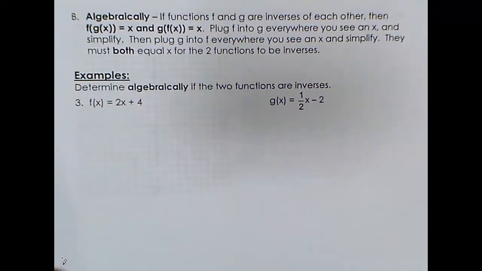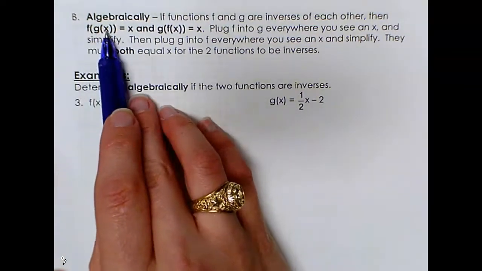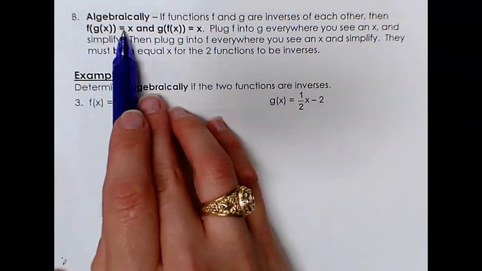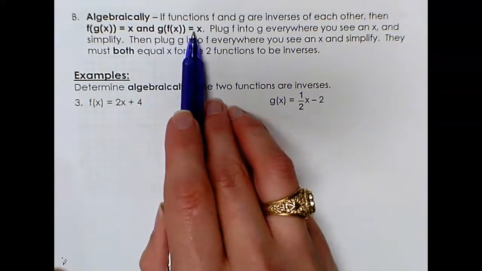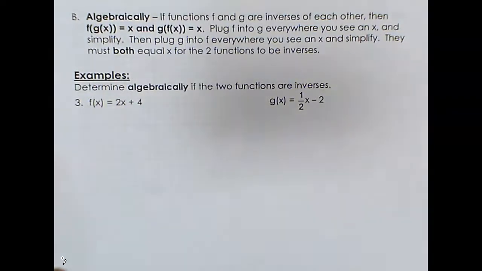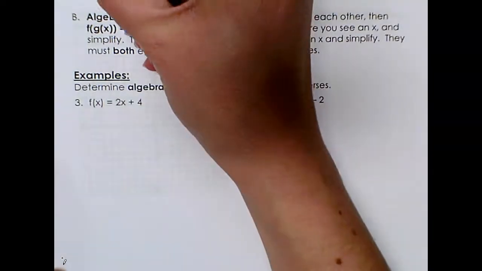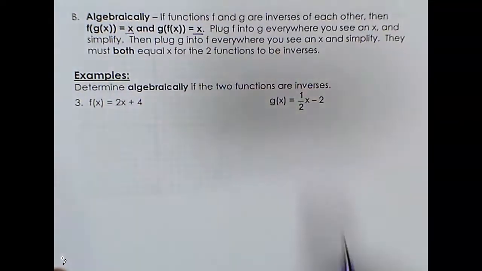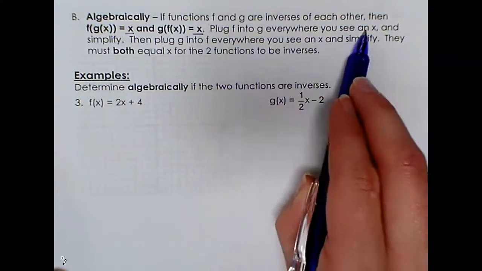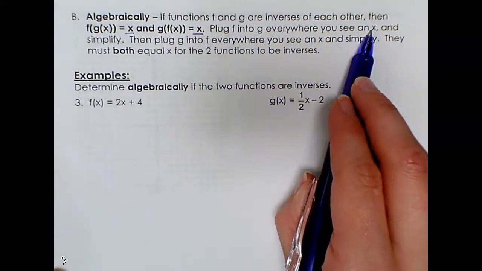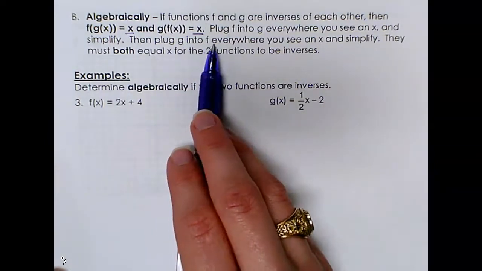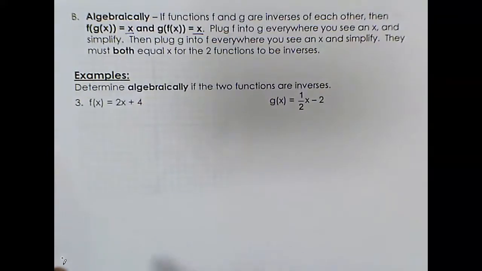So algebraically, if functions f and g are inverses of each other, then if you find f of g of x, or f circle g as some people say, and that equals x, and then you find g of f of x, and that also equals x, then you have inverses. To make sure that both of these equal x, you're going to plug f into the g function everywhere you see an x and simplify. And then you're going to do it the other way around. You're going to plug g into the f function everywhere you see an x and simplify. They must both equal x for the two functions to be inverses. If one equals x and one equals something else, then they're not inverses of each other.